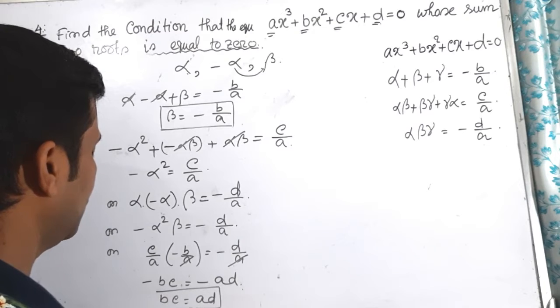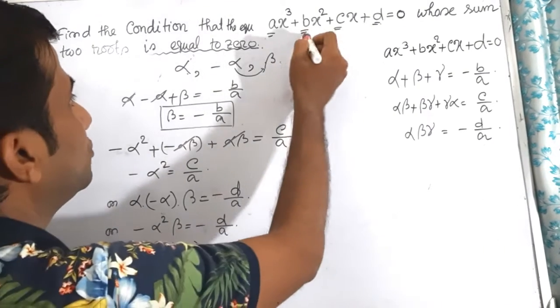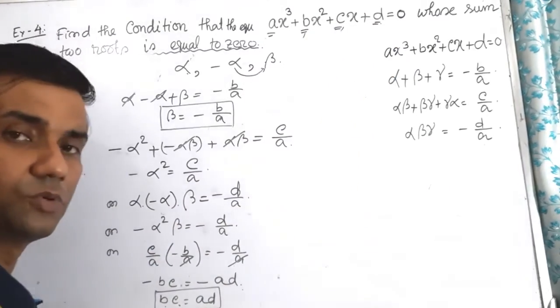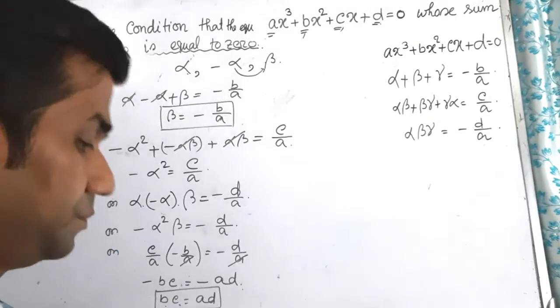From here we get the condition: if BC is equal to AD, B into C is equal to A into D, then we get the sum of two roots is equal to 0.